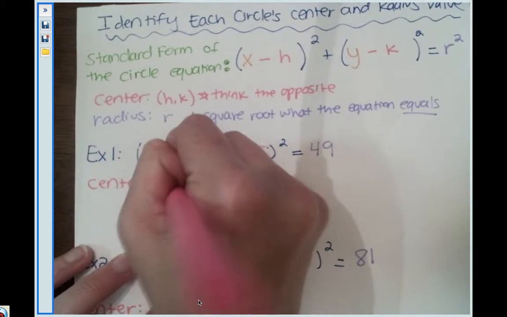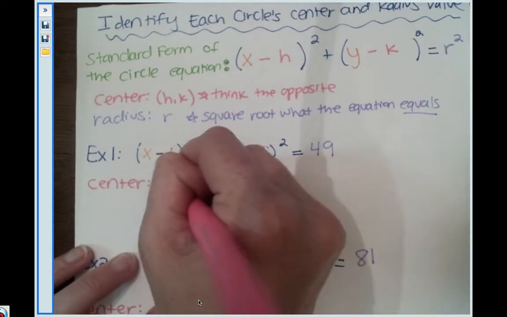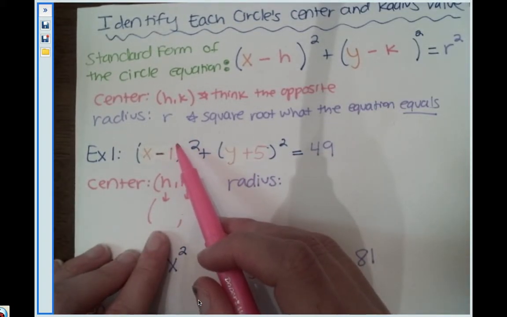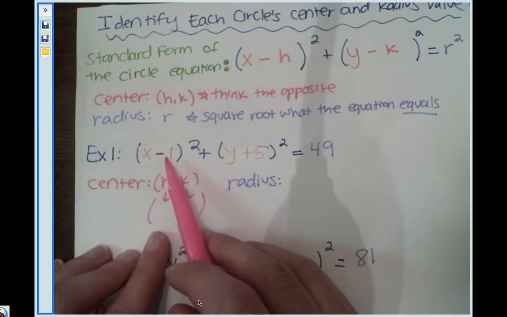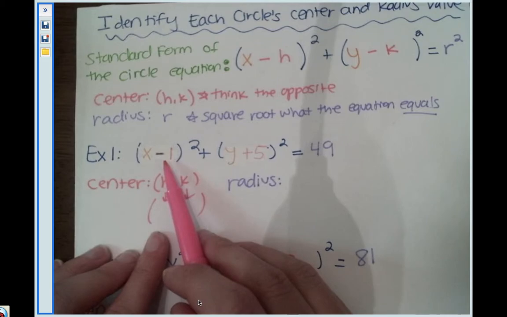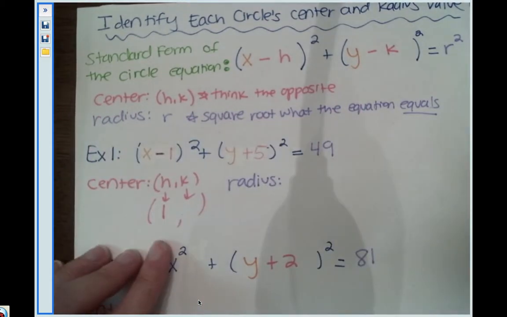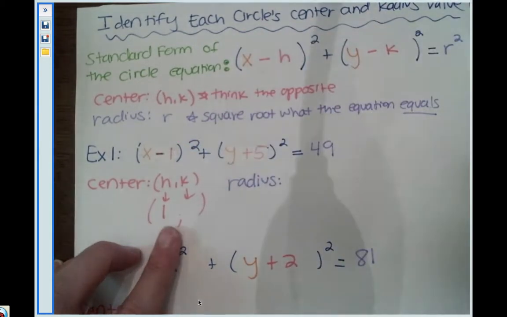Okay, so my center is (h, k). Let's fill in these values real quickly. If this is a negative sign in my equation, it's going to be the opposite in here, so it should be positive. What is the opposite of a negative 1? It is positive 1. So in my point, we're going to write a positive 1. These two should always be the opposite sign, so be careful.